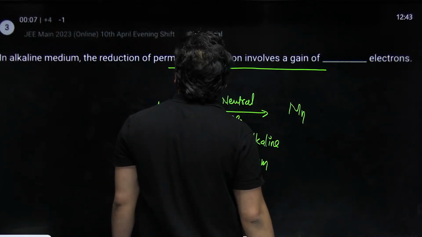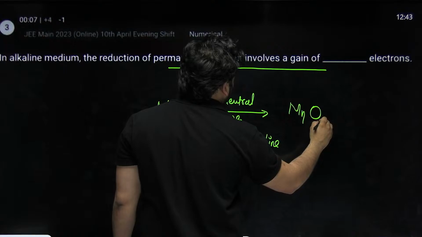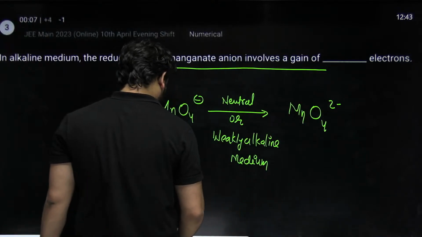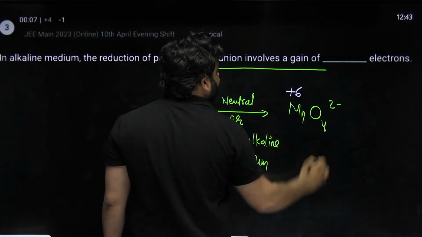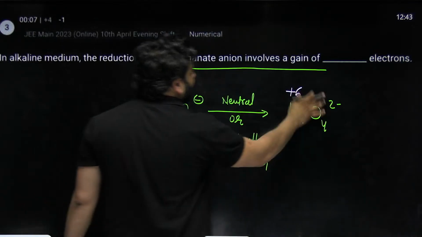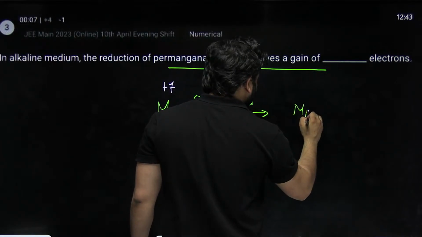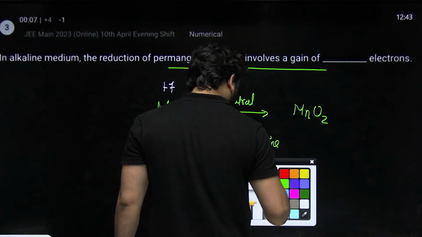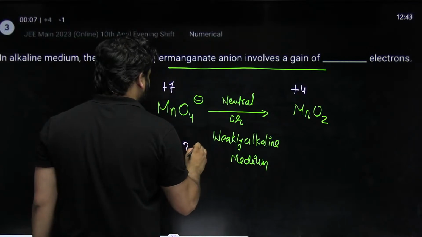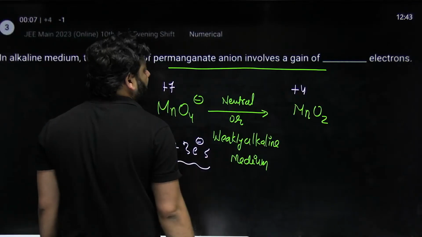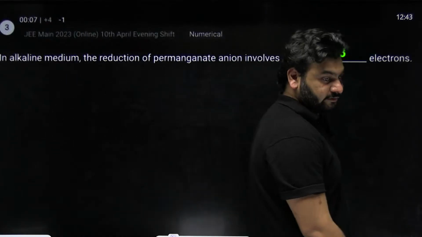The reduction of permanganate anion, MnO4 2-. So this is positive 7 and this is positive 6. No, yaar, again I did the same mistake. This is MnO2. This is in plus 4. So how is it going to plus 4? By accepting 3 electrons. So the correct answer should be 3. Got it?